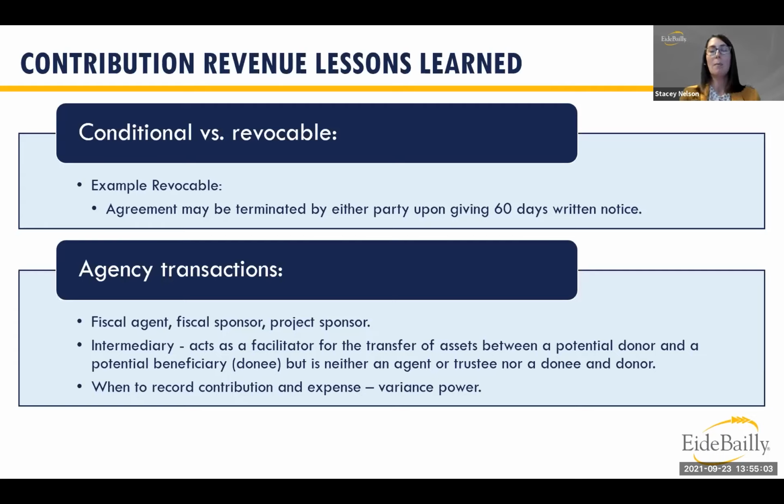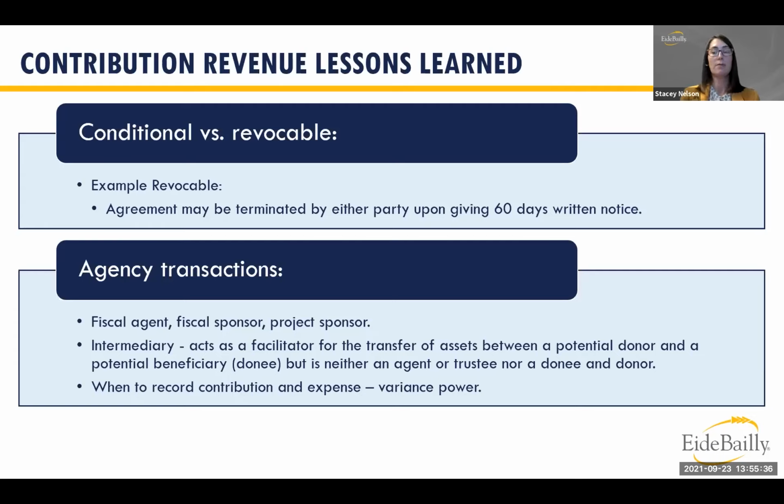Another thing that we see very commonly with our nonprofits is agency transactions, and this can take on many different forms. It could be wording such as fiscal agent, fiscal sponsor, or project sponsor. It could refer to an intermediary where you're acting as the facilitator of the transfer of those assets between a donee and a donor. And to know when you need to record the revenue and expenses, you are going to record the revenue and expenses related to those type of agreements when you have variance power.